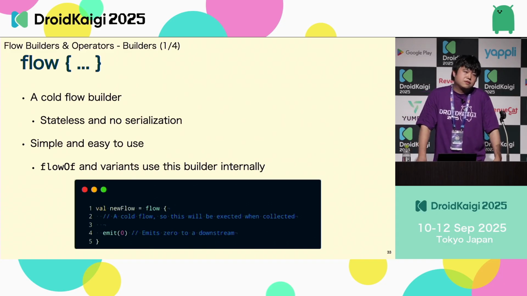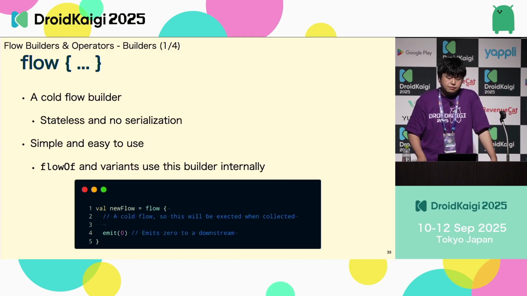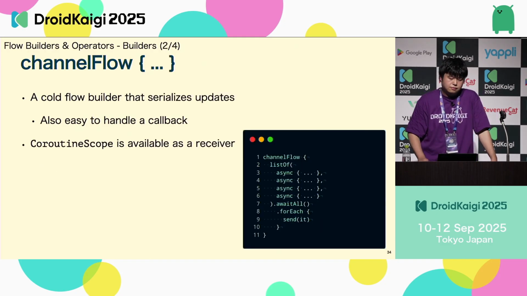First, the flow function that takes a lambda is the simplest builder. It produces a cold flow satisfying the minimum requirements of flow, and parallel value emissions are not supported by this builder.